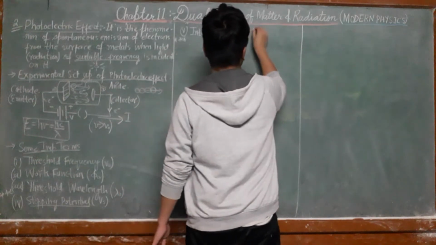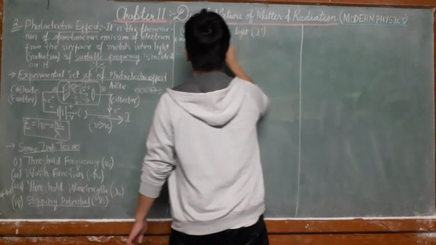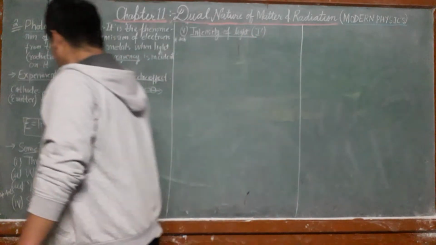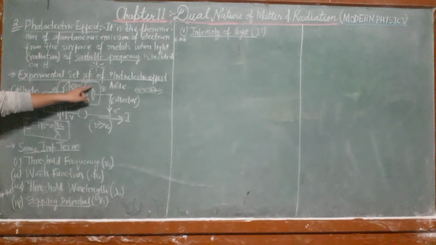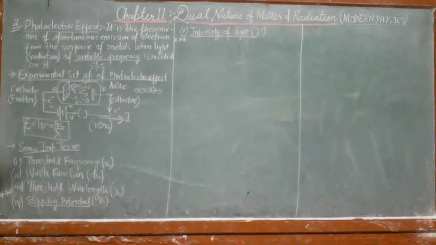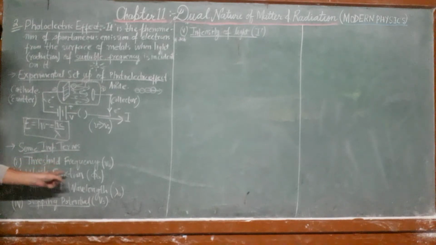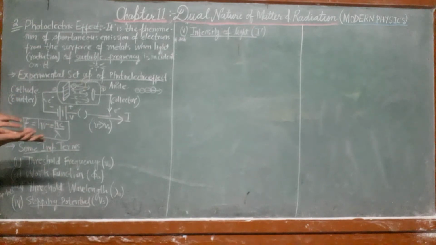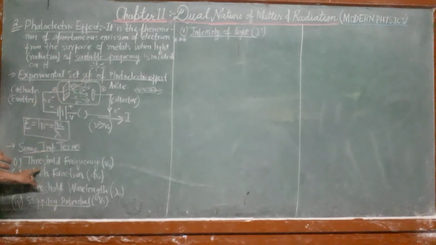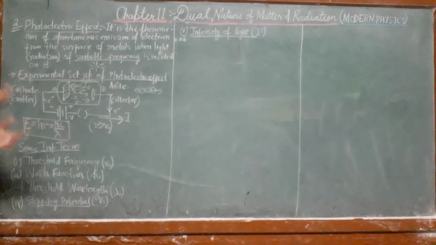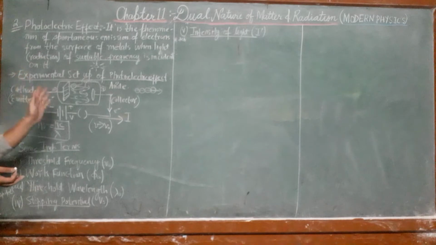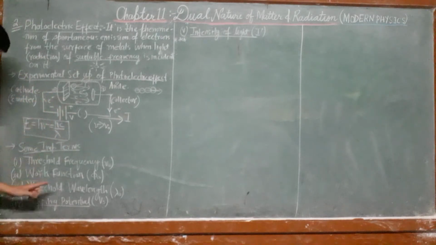Intensity of light, I dash. Now, threshold frequency is the minimum frequency of incident radiation below which there is no photoelectric effect. Threshold frequency depends on the nature of the metal. So it means that different metals will have different values of threshold frequency.